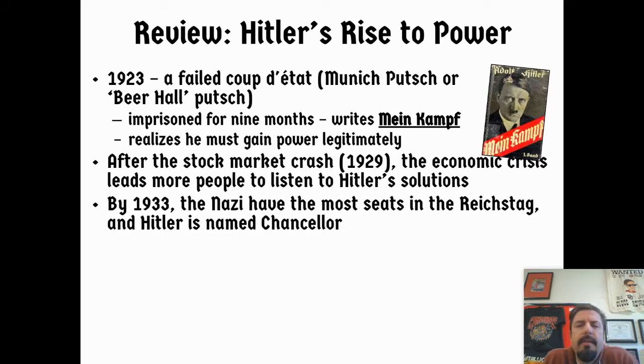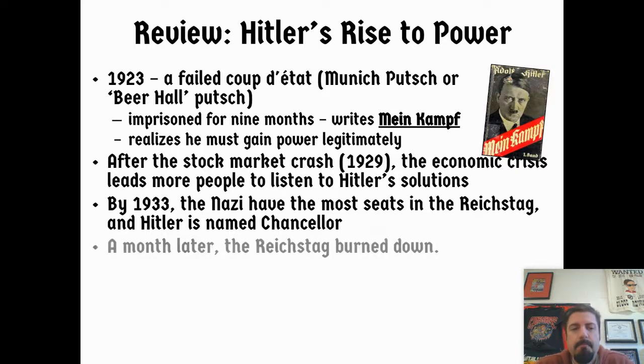By 1933, the Nazis have the most seats in the German Weimar Republic, the so-called Reichstag, and eventually Hitler is named chancellor, even though the president at that time, Hindenburg, despised Hitler, saw him as a bourgeois, bohemian corporal. Corporal is the rank that he achieved in World War I. Hated him. But he basically had no choice. He named him chancellor. Once becoming chancellor, he sets out consolidating his power and turning the Weimar Republic into the Third Reich.